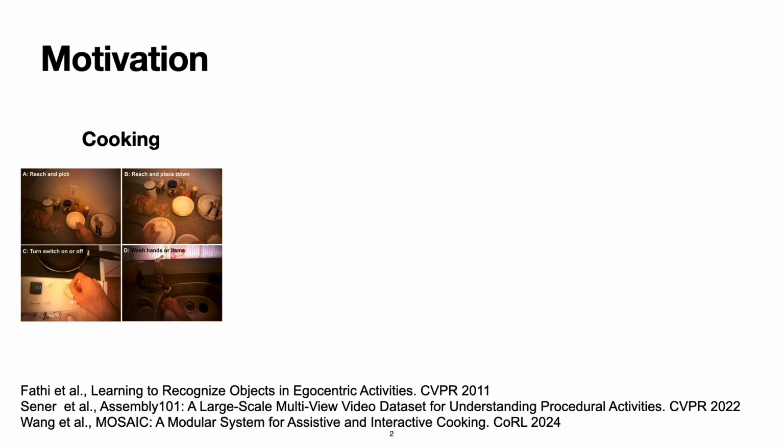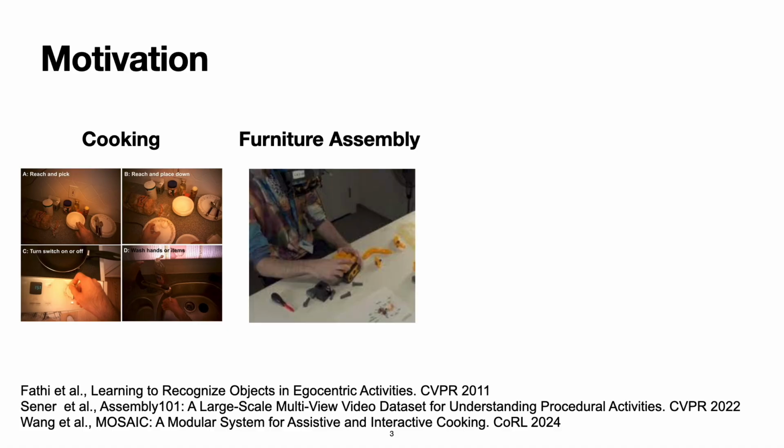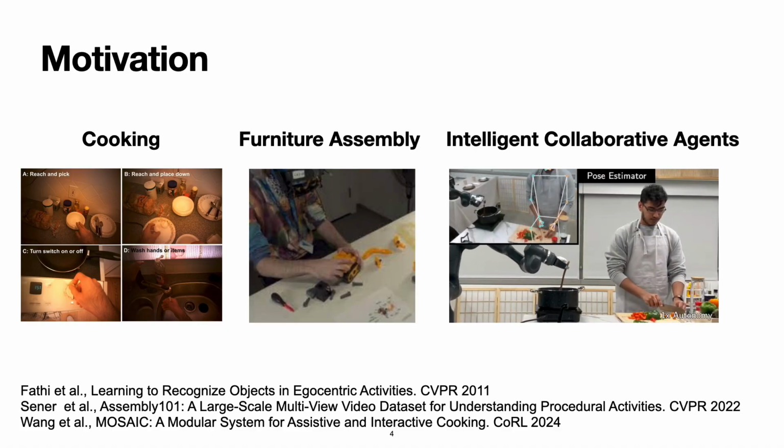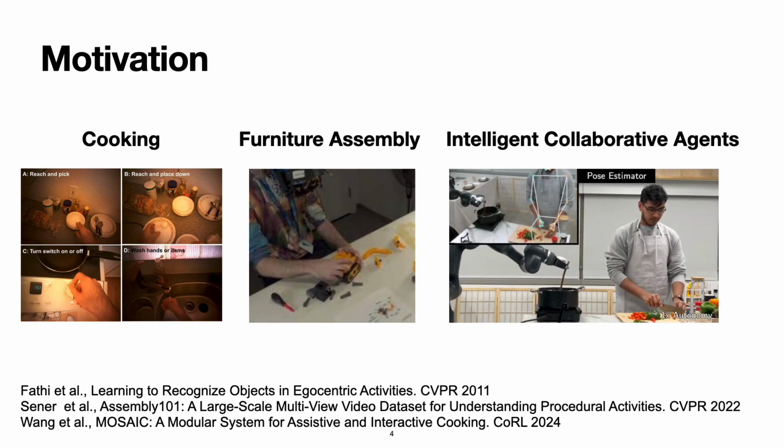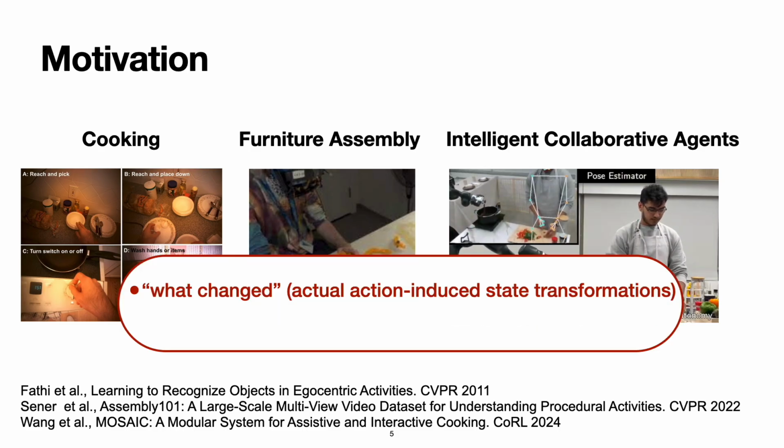Understanding human daily activities such as cooking or furniture assembly is key to ultimately building intelligent and collaborative agents that can understand how and why humans perform actions in daily life. This requires understanding how actions cause changes in a scene. For example, recognizing that slicing an apple changed the state from being intact to being sliced.